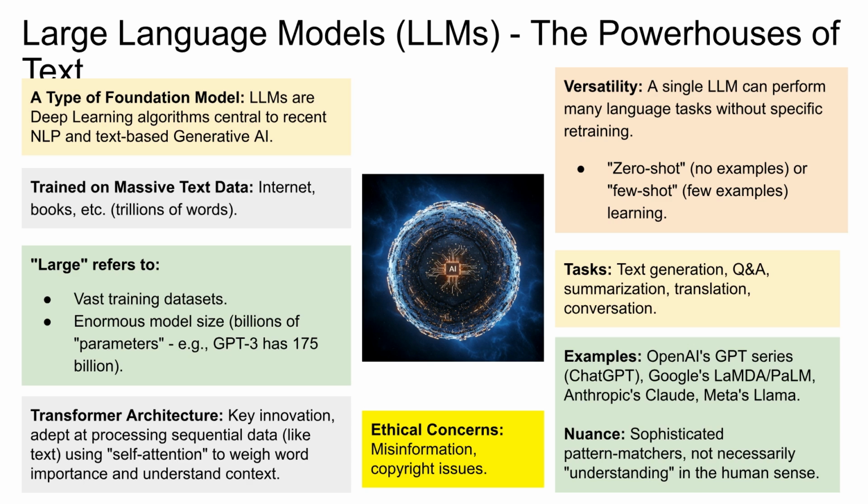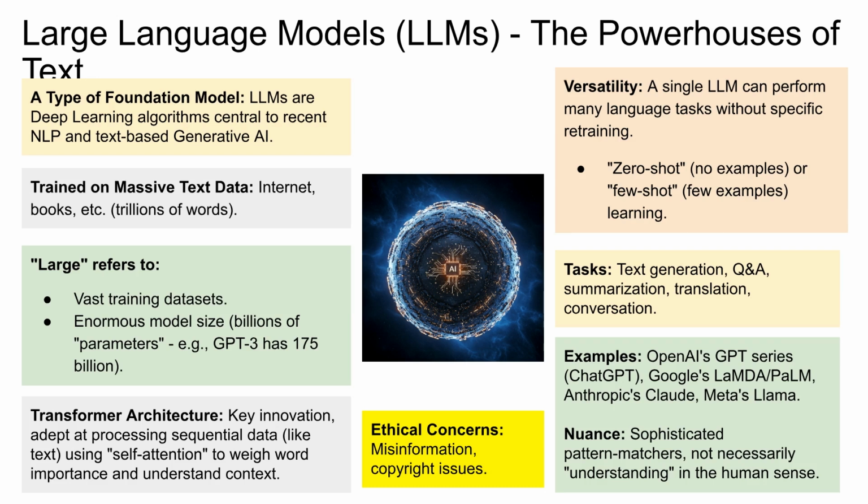Large language models, or LLMs, are a type of foundational model and a specific class of deep learning algorithm that has become central to many of the recent AI advancements, especially in NLP and text based generative AI. These models are trained on truly massive quantities of text data, often encompassing a significant portion of the internet and books, sometimes trillions of words. The large in LLM refers not only to the vast training data sets, but also to the enormous size of the models themselves, often containing billions of internal settings called parameters.